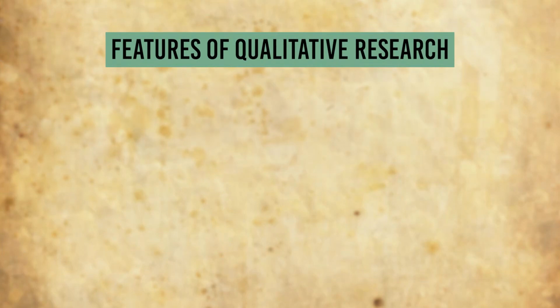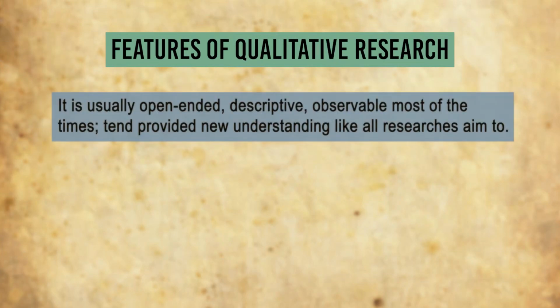Now, as we have discussed qualitative research, we need to understand what the features of qualitative research are. The first feature is that it is open-ended, descriptive, and observable most of the time. Open-ended means qualitative research does not believe in one direct correct answer. There can be multiple correct answers, and different people might have different perspectives, and all their perspectives are correct in their respective situations or in their respective ways.